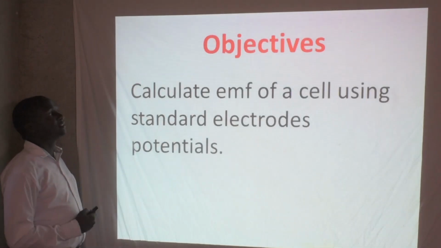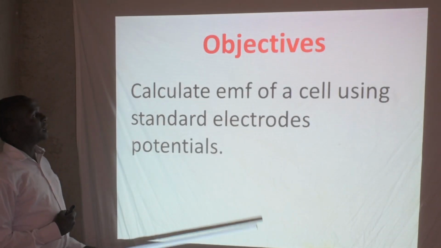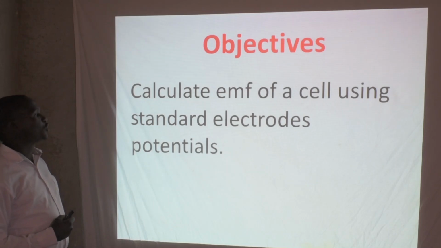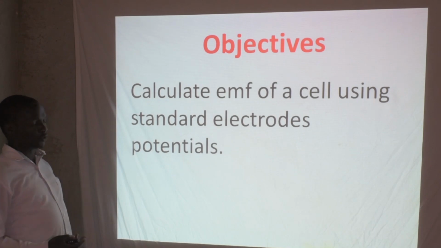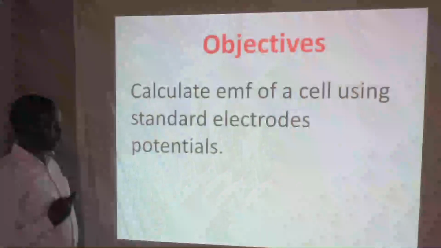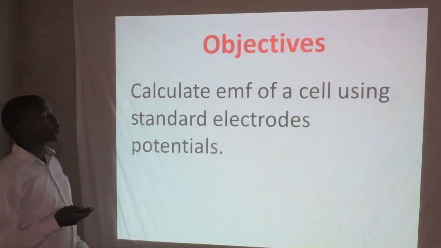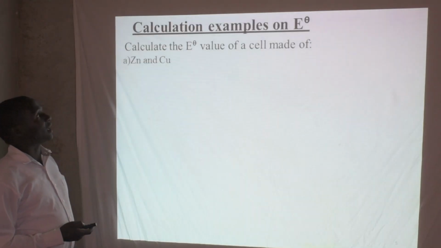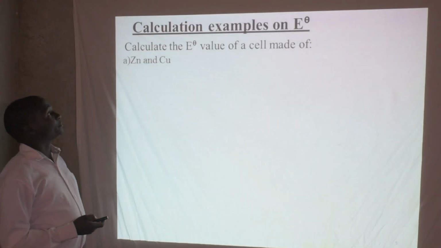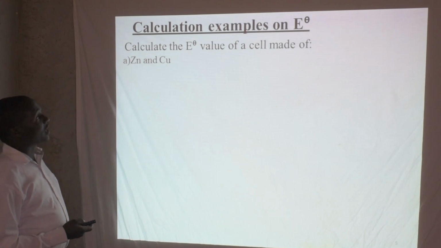Our objective will be calculating the EMF of a cell using standard electrode potentials. We are using the ones which we have been provided, and therefore it will be our task to identify those, and as a question dictates, you are going to use them as they have been given. But don't forget the following in this calculation.